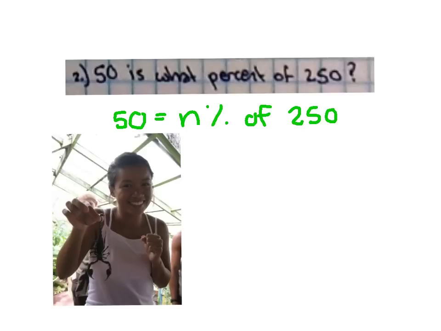Alrighty, so now for this last problem, I want you to set up your equation on your own and do the work on your own and compare your work with mine after you've done it on your own. Okay? So go ahead and pause the video now so that you can do this part on your own. If you need a little hint or help, I can start you off by giving you the equation. So we have 50 is n% of 250.